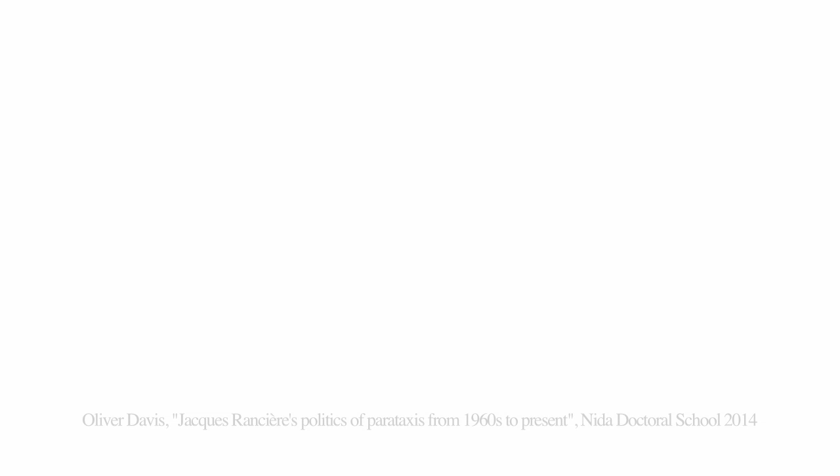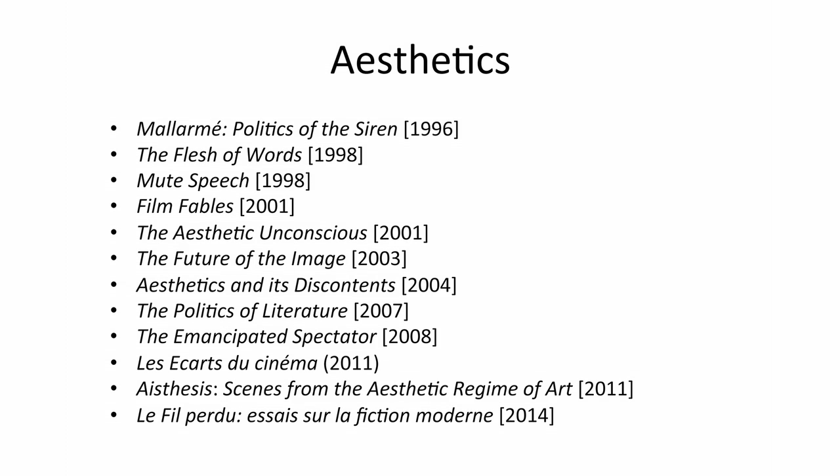We can come back to that, but I want to just give you, I'm not going to talk about all of these, but after Disagreement in 1995, Rancière really moves on to work only on art and aesthetics. And these are all of the books that he's published on art and aesthetics since 1995. The date of publication is the date of publication in French. Les Écarts du Cinéma hasn't been translated yet. You can see where The Future of the Image and The Emancipated Spectator fit into that list.